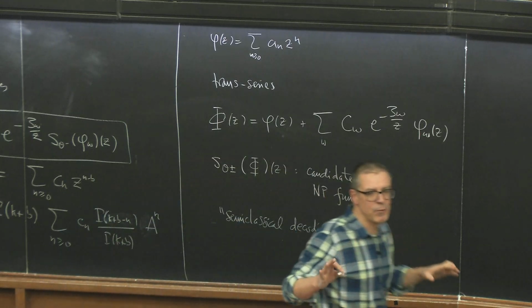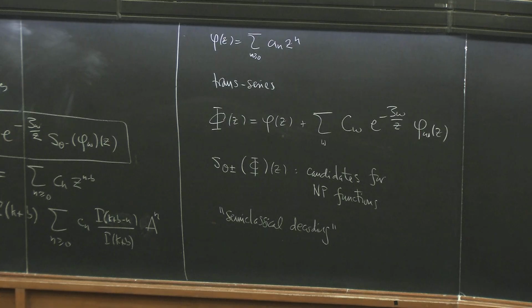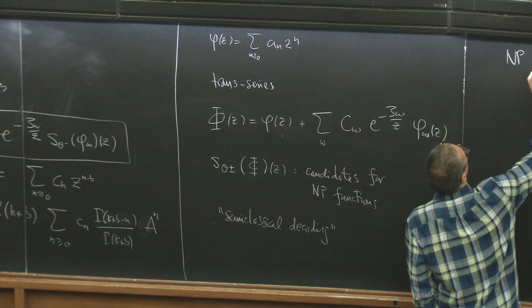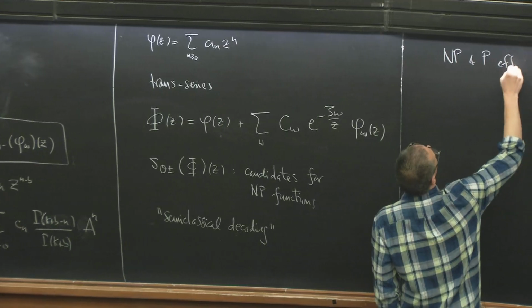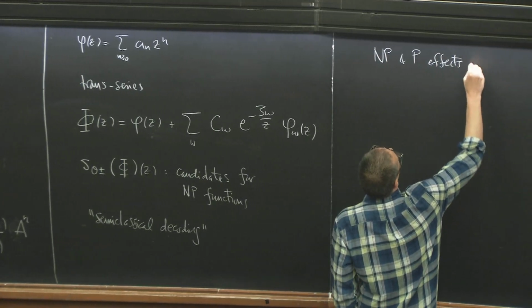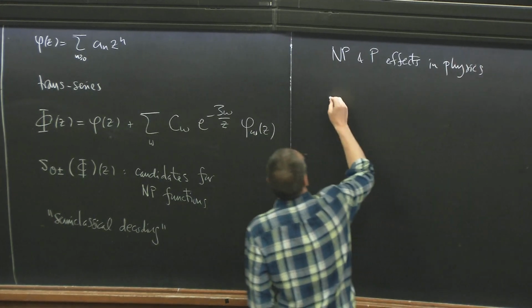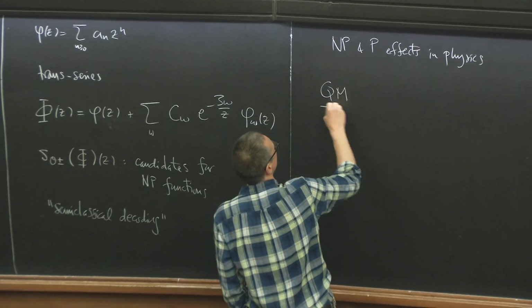So I have spent a lot of time giving you a lot of mathematical framework, but now I want to discuss examples. So before entering into a concrete example that I want to discuss, let's actually give some sort of roadmap of non-perturbative effects in physics, okay? Non-perturbative and perturbative effects in physics. So let's start with the simplest example, quantum mechanics.